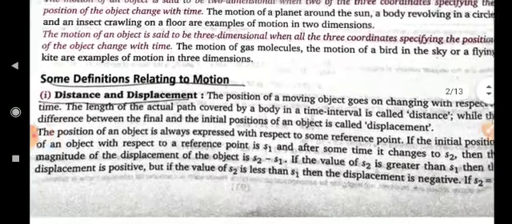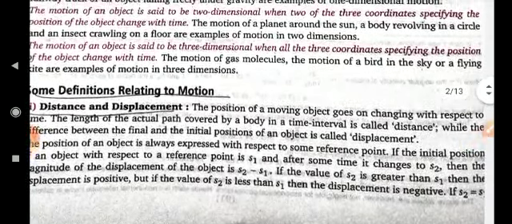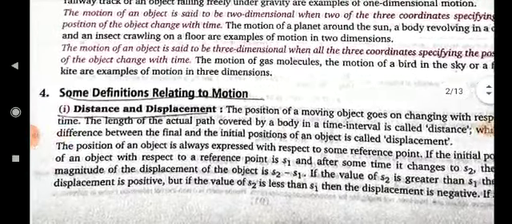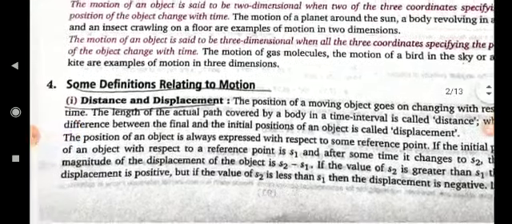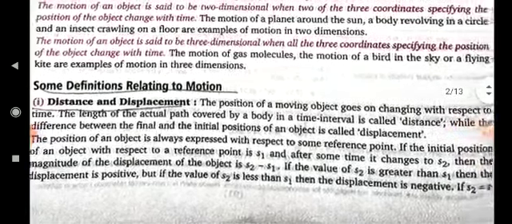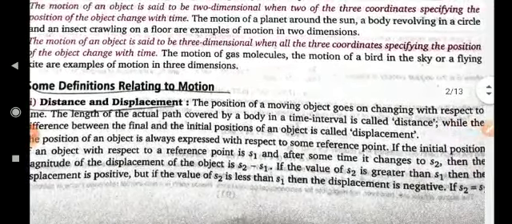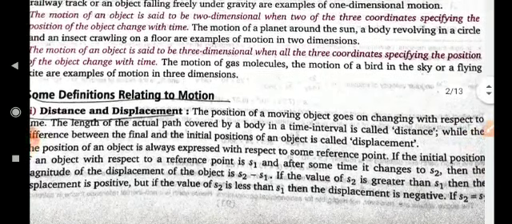The position of a moving object goes on changing with respect to time. The length of the actual path covered by a body in a time interval is called distance, while the difference between the final and initial position of the object is called displacement.